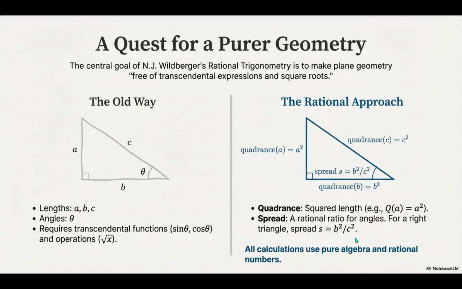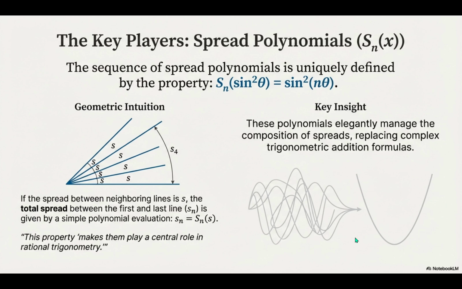Which leads us to the spread polynomials, the S_n of x. These are the tools that handle combining multiple spreads, right? Instead of all those old trig addition formulas. You've got it. The spread polynomials are central to the whole system. They're defined by this property that S_n of sine squared theta equals sine squared of n theta. It's just an elegant way to manage composing spreads. Instead of complex trig, you just evaluate a polynomial. The geometry problem becomes an algebra problem. Okay, that makes perfect sense.